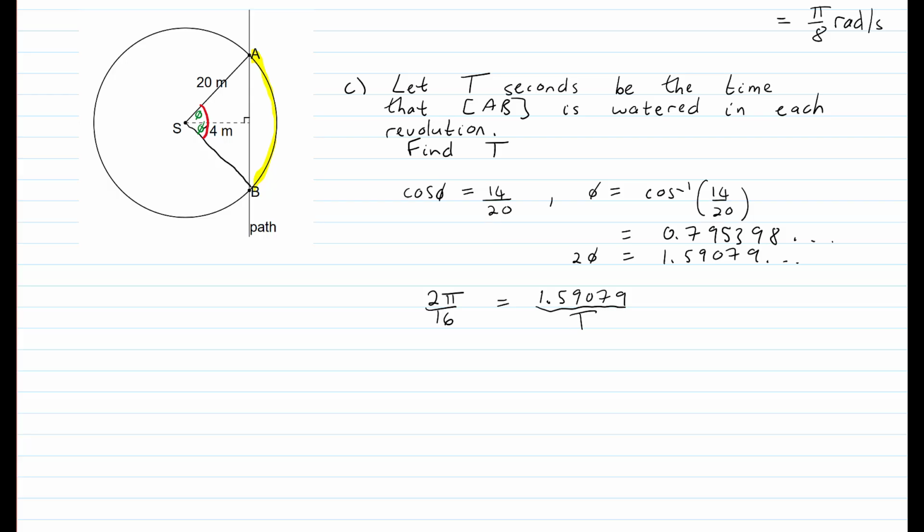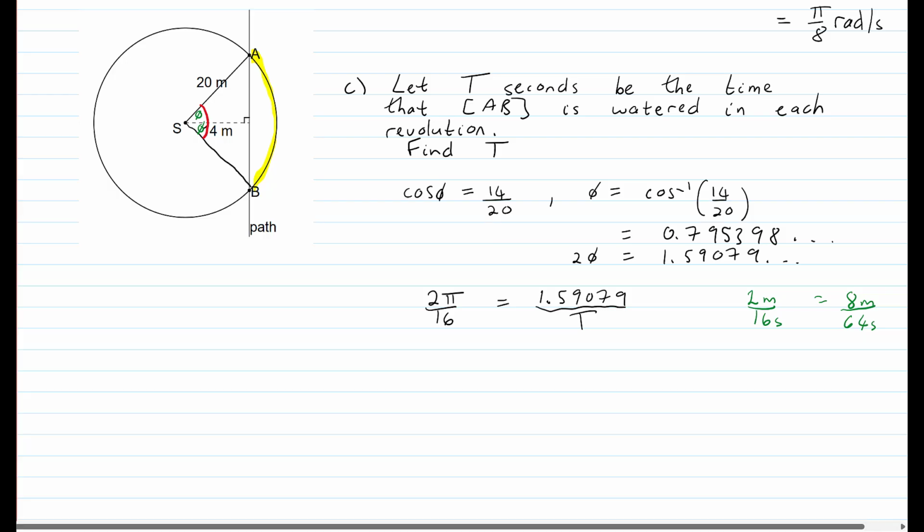Okay, so don't get confused just because we're working in radians. It would be the same thing. Just do a quick example over here. If we're doing speeds, for example, so if I was doing like 2 meters every 16 seconds, well, that'd be the same thing as going, say, if I wanted to go 8 meters in 64 seconds, because we just times everything by 4. Okay, so it's exactly the same process here.